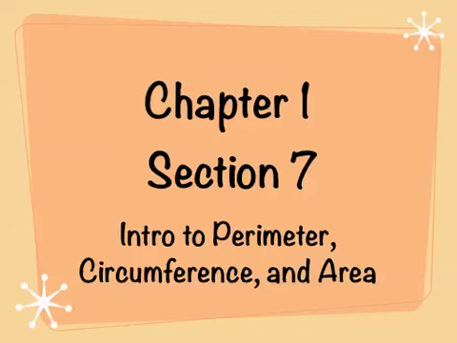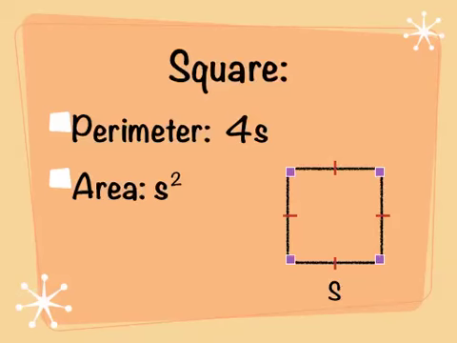Chapter 1, Section 7, Intro to Perimeter, Circumference, and Area. This first part should be a review of how to find the perimeter and area of different shapes.